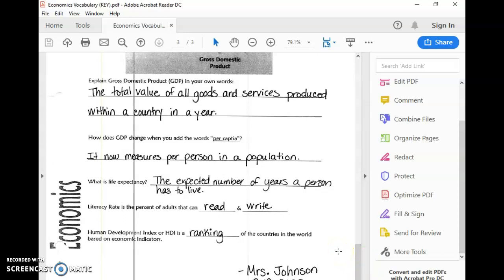All right, make sure that you are studying your vocabulary words and that you use the resources that we put together for you to help you with your quiz. Good luck.